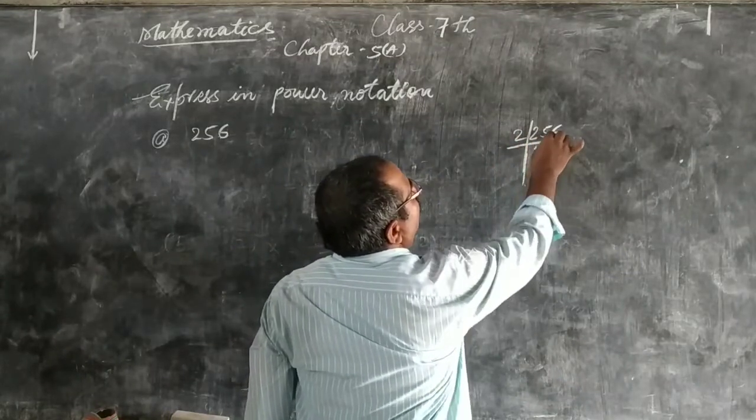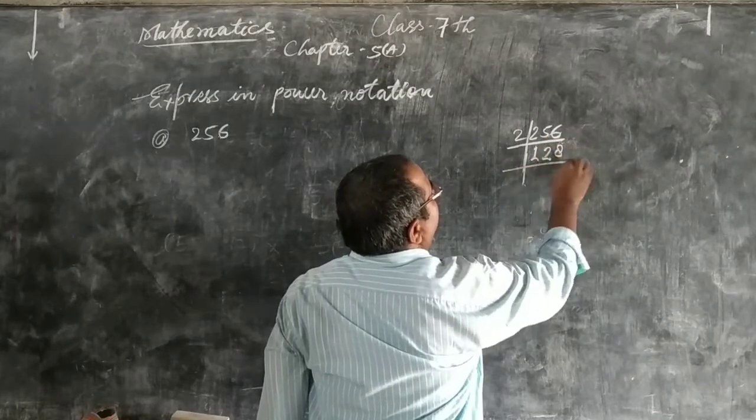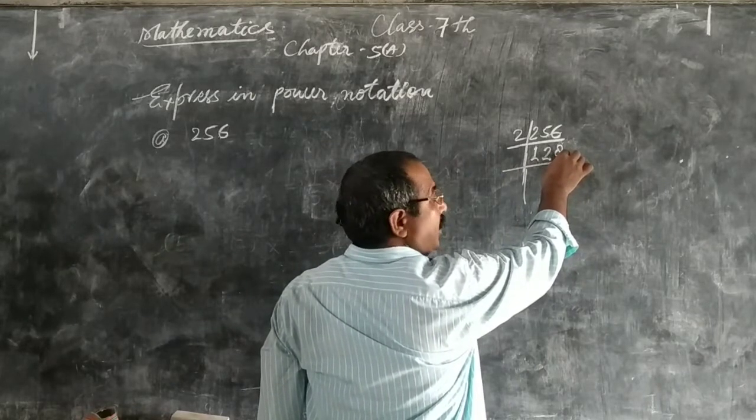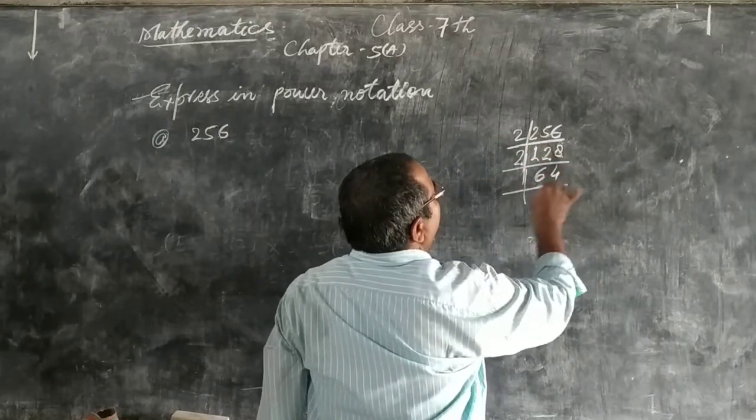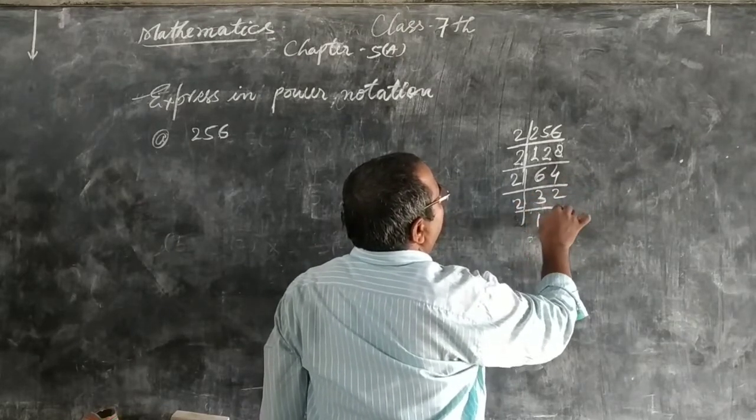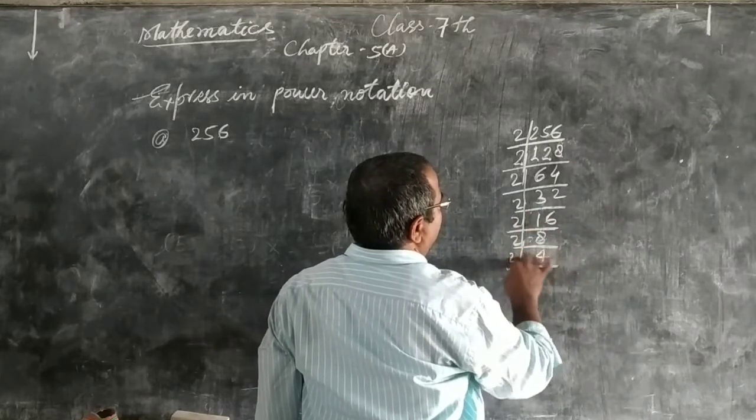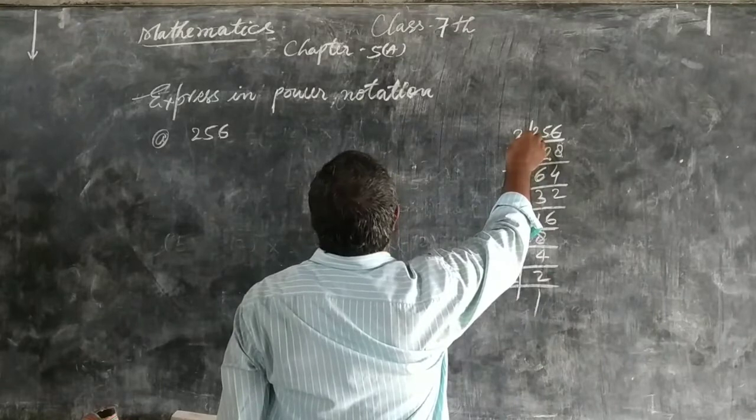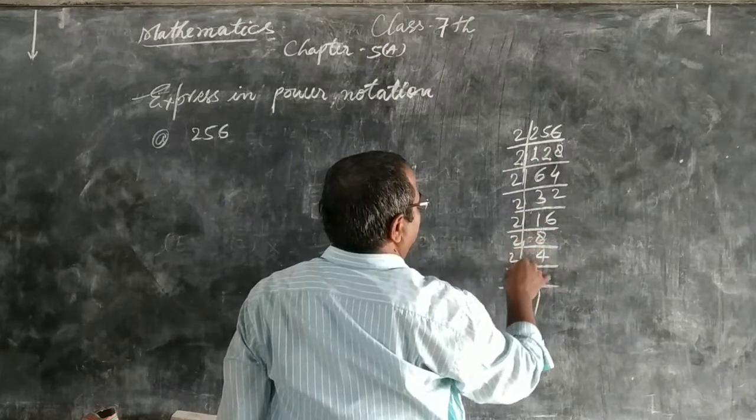2 1s are 2, 2 2s are 4, 1 left, and 6, 2 8s are 16. Again this number has 8, that is even at the unit place. So again it will be divided by 2. 2 6s are 12, 2 4s are 8, 2 3s are 6, 2 2s are 4, 2 1s are 2. In this way you can see how many times 2 is here. 1 2 3 4 5 6 7 8 times.